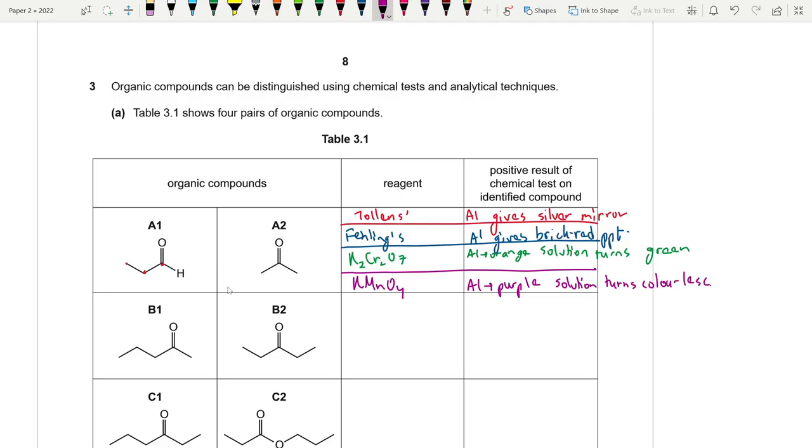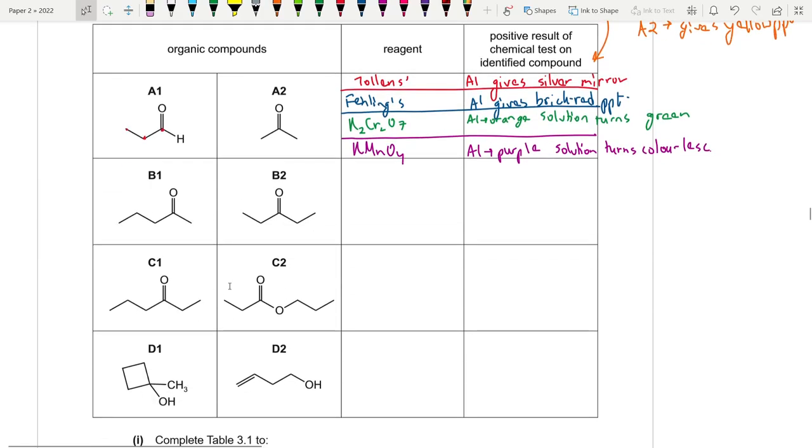What about A2? A2 had another option. For A2, you could add alkaline iodine aqueous. A2 would give yellow ppt. That is also an option for the first one. Fine. Now let's go to the next one.